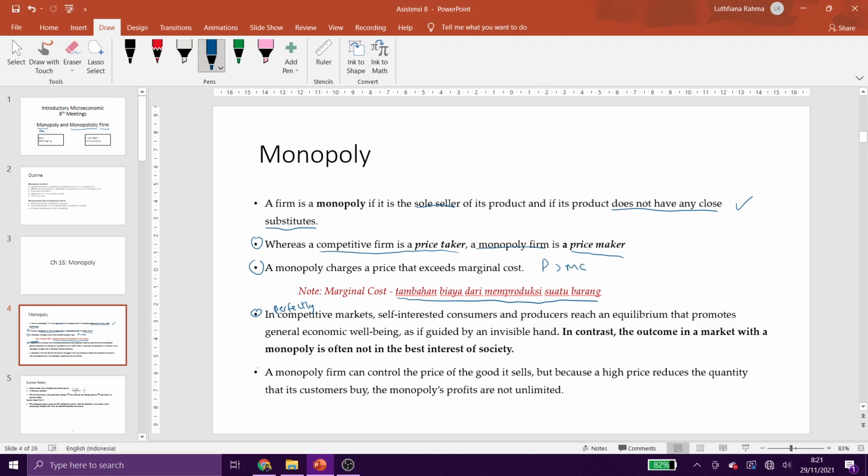Okay, and then characteristic number five. A monopoly firm can control the price of the good itself because they are the price maker. They can make the price. But because the firms make the price, they can charge a price that exceeds the marginal cost. That's why it will produce a high price. And this high price in the market, of course, will reduce the quantity that consumers will buy. So later we will know that monopoly firms could potentially get an unlimited profit. Okay, so that is the characteristic of monopoly firms.